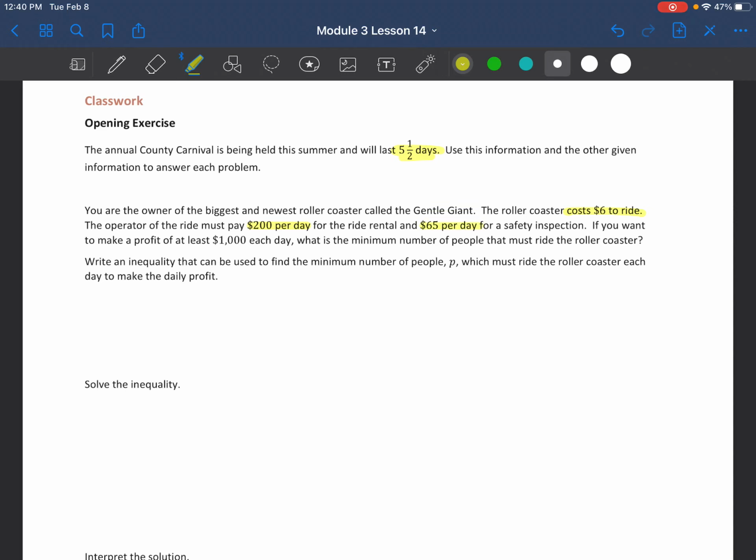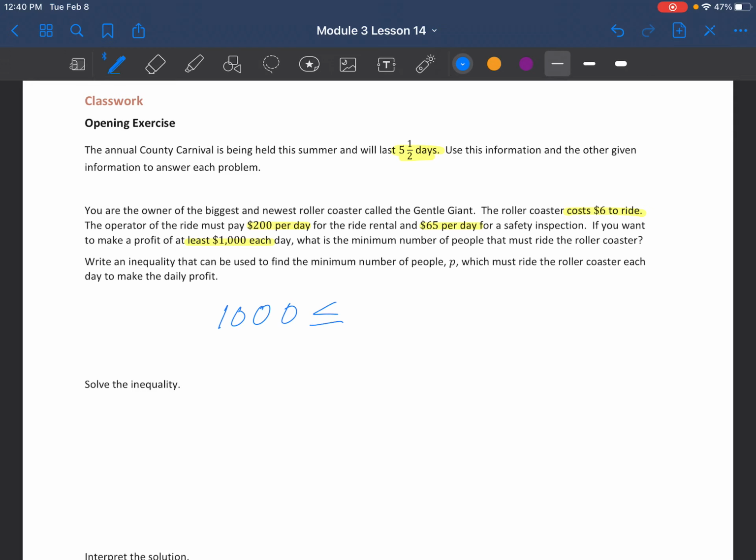So let's highlight some of the things we know. We know that it costs $6 to ride. We know that there is a $200 per day operator fee. And we also know that there's a $65 per day safety inspection. And they want to make at least $1,000, right? So if they make more than $1,000, that's fine. If they make less than $1,000, then that's not really going to cover their cost. So we need to figure out what that is.